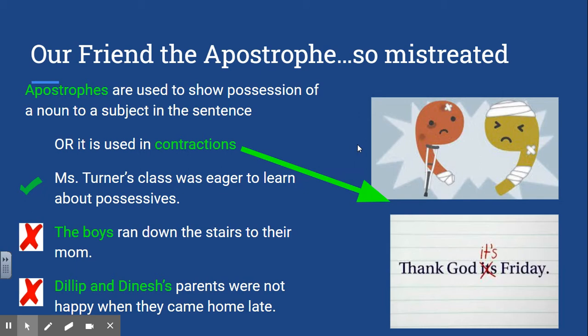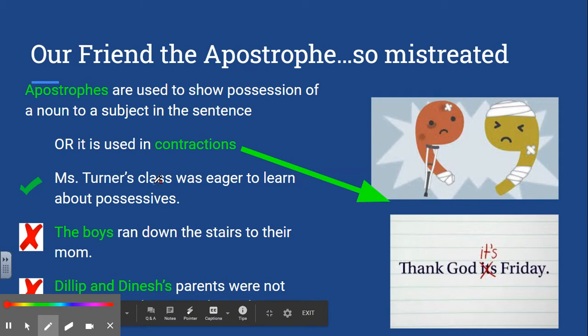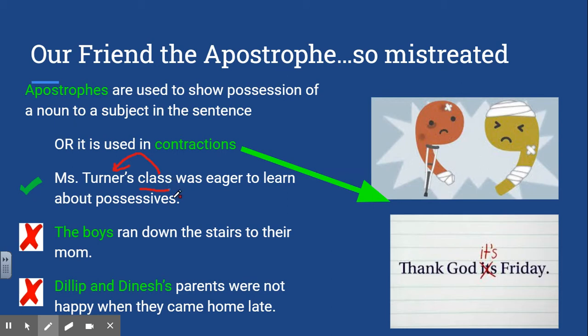So let's look at which sentences were correct and which ones were wrong. Miss Turner's class was eager to learn about possessives. That one was correct because Miss Turner possesses her class. So what does she possess? She possesses the class. Okay. Now here, the boys ran down the stairs to their mom. If you looked at the previous one, it needed to be just a plural S. So you don't need an apostrophe here because we're just using plural S.